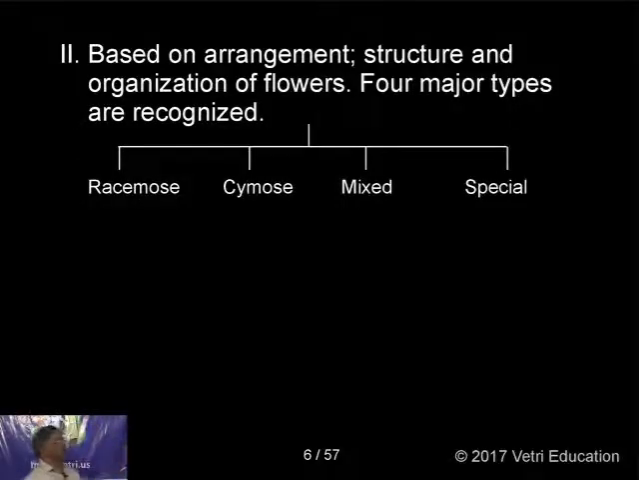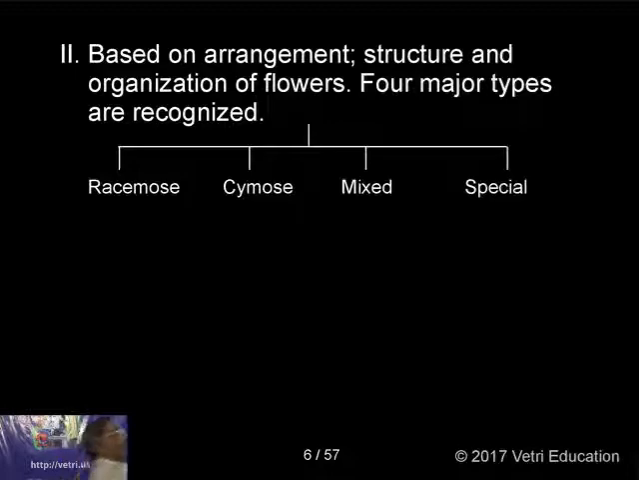Next classification, based on the arrangement and the structure and organization of the flowers, four major types are recognized. Those are racemose type, cymose type, mixed type and special type. The mixed one is where you can find both racemose and cymose mixed, but a special type never comes under these three.